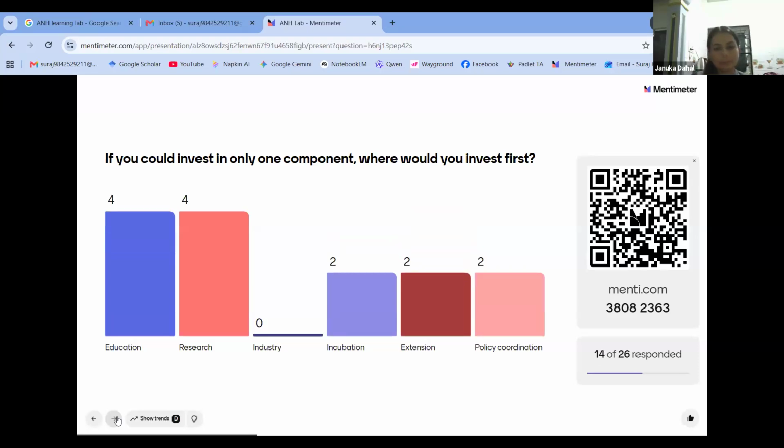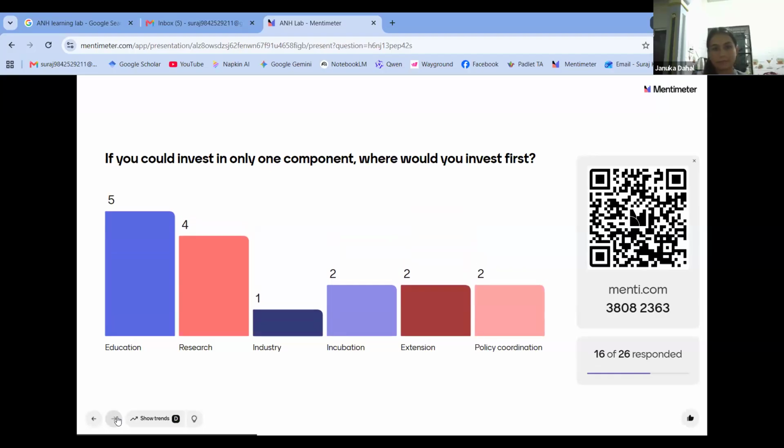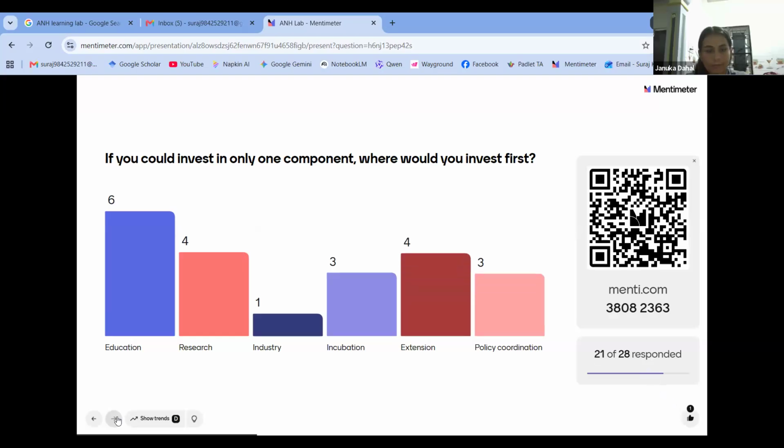This is faster. So education is winning, followed by research. So I think these are all the responses. So education wins here, followed by extension and research. So Dr. Neupane and Dr. Tamang, would you like to discuss the options or results that we have got?